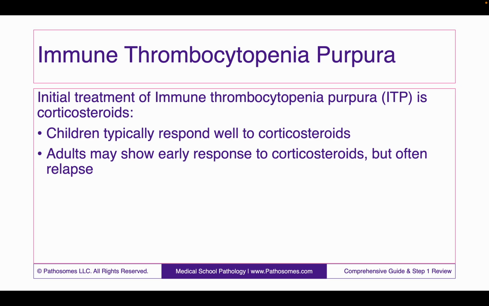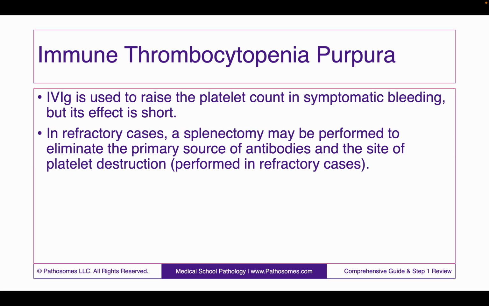Well, the initial treatment of immune thrombocytopenia purpura is corticosteroids. Children typically respond well to corticosteroids. Adults may show early response to corticosteroids, but unfortunately they often relapse. IVIG is used to raise the platelet count in symptomatic bleeding, but its effect is short. And in refractory cases, a splenectomy may be performed to eliminate the primary source of antibodies and the site of platelet destruction, right? This is performed in refractory cases.